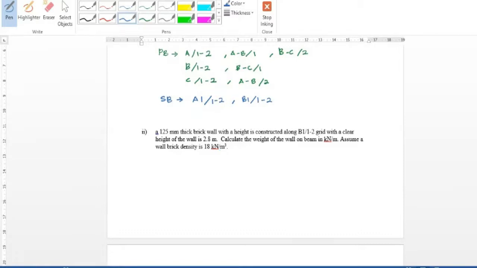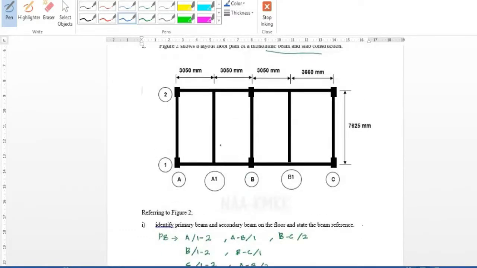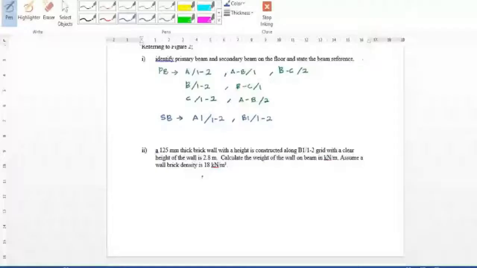Now, on beam B1, 1, 2, we actually have a brick wall. The brick wall is 125 millimeter thick, the height of the wall is 2.8, and the brick wall density is 18 kilonewton per meter cube. So what is the weight of the wall?